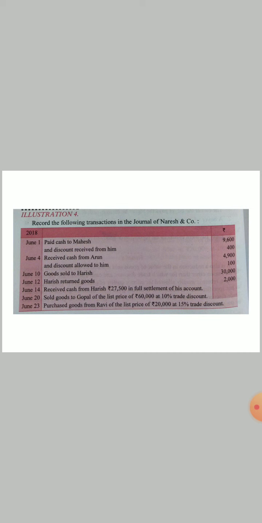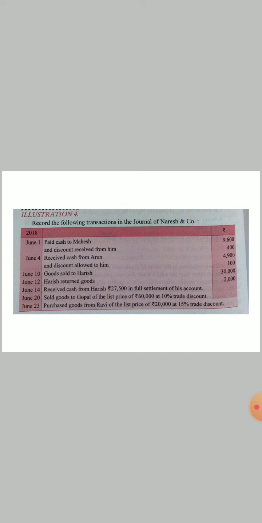Next being received cash from Arun. Cash is coming into business. We are allowing him discount. That just means there is an expense and Arun is the one who is giving that. The next being goods sold to Harish worth rupees 30,000, and then he returned goods worth rupees 2,000. That means we still have to receive 28,000 from him.